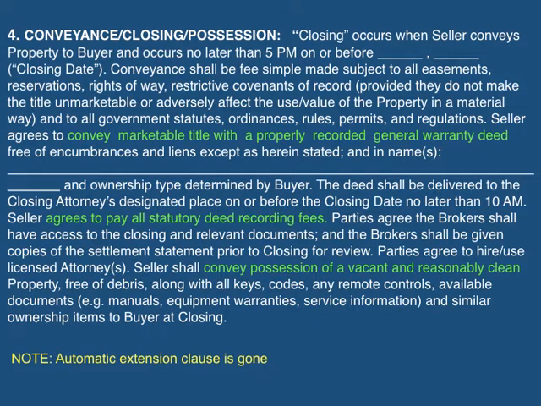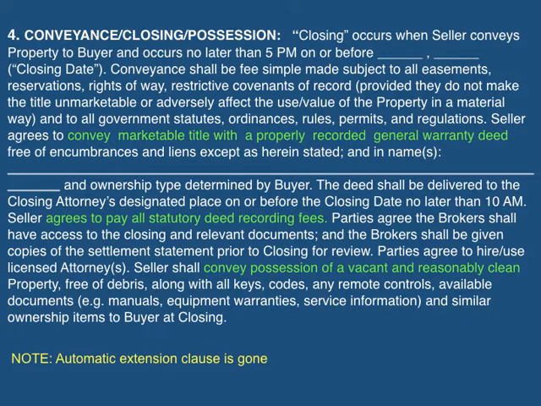Seller agrees to convey marketable title with a properly recorded general warranty deed, free of encumbrances and liens, except as herein stated and in the names. Then you have a line where you put the names that the property will be deeded to. I see some people put in to be determined. I know attorneys really like to see the names in the contract. It's a huge help to them.